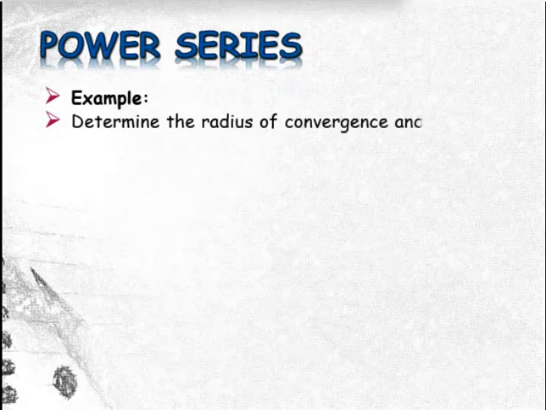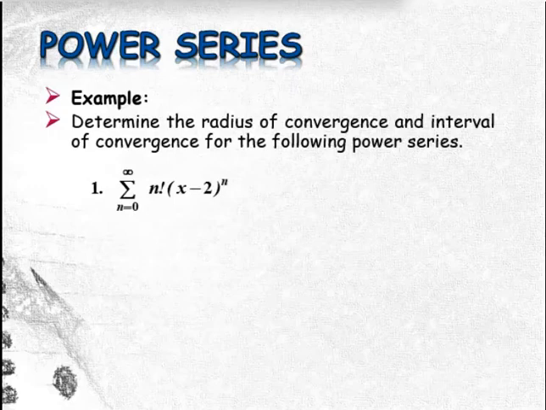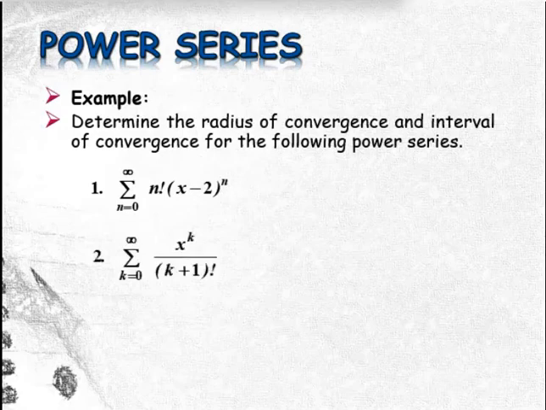Determine the radius of convergence and interval of convergence for the following power series. Number 1, the summation of n factorial times x minus 2 raised to n as n approaches infinity. Second, the summation of x raised to k over k plus 1 factorial from k equals 0 to infinity. And third, the summation of 2x minus 6 raised to m as m approaches infinity.